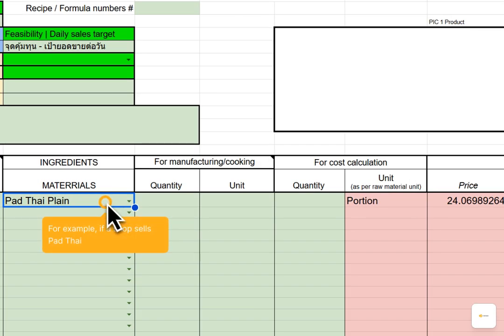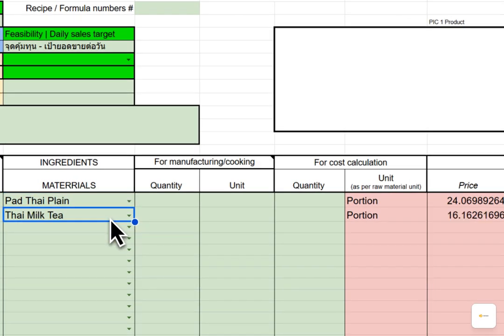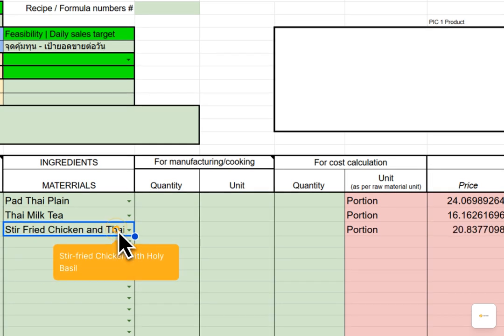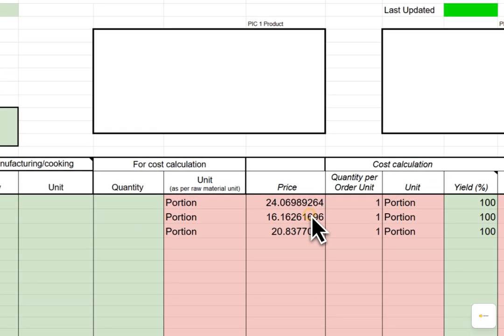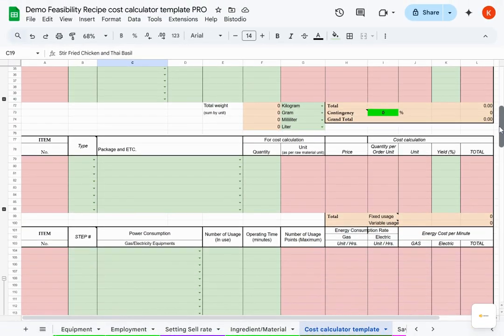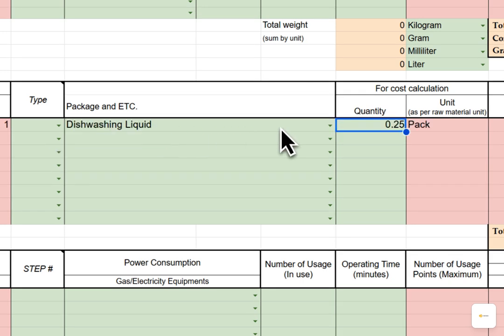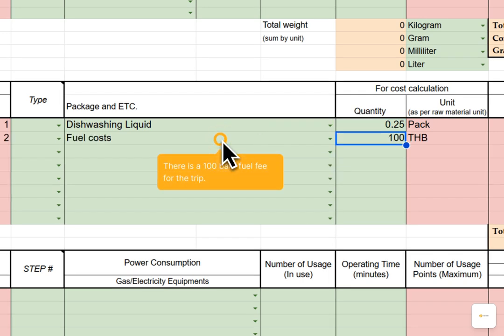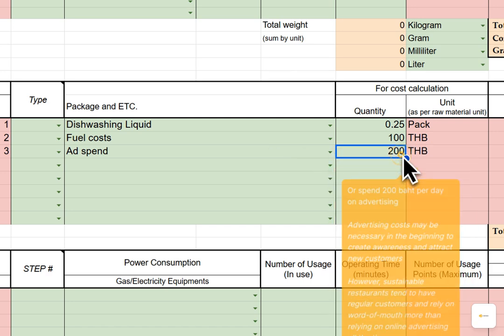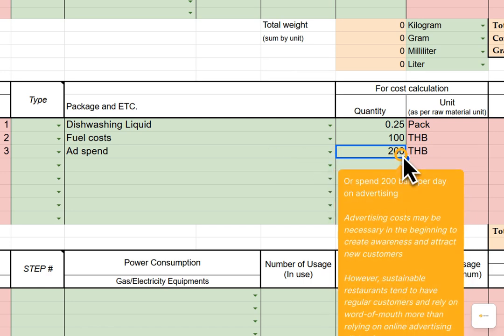For example, if a shop sells pad Thai, Thai tea drinks, stir-fried chicken with holy basil, which has different costs for each menu. And there are other expenses. For example, if you need to use 1/4 of a pack of dishwashing liquid each day, there is a 100 baht fuel fee for the trip. Or spend 200 baht per day on advertising.